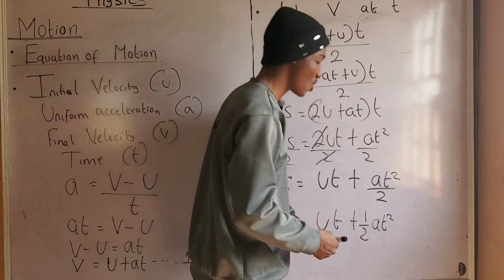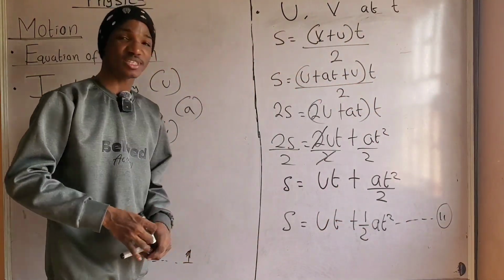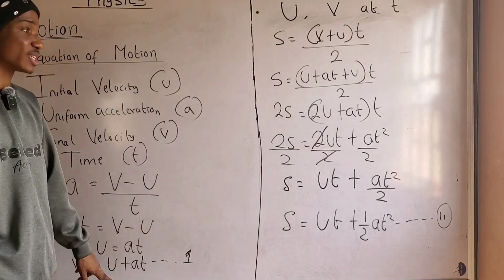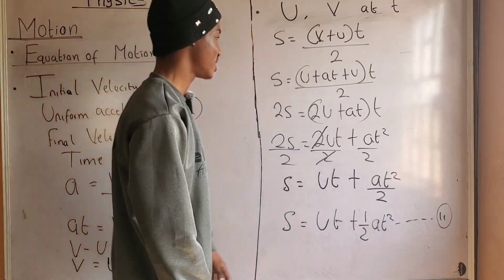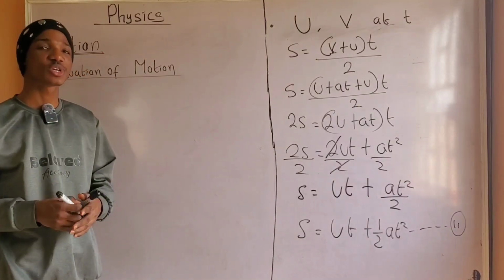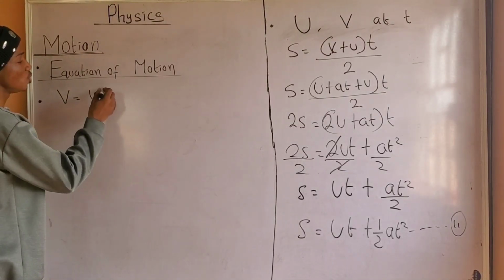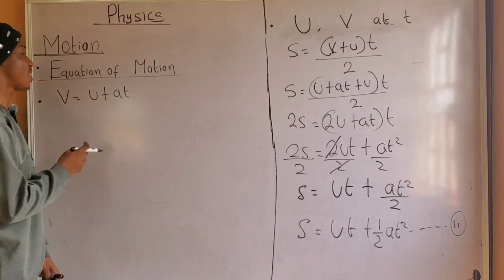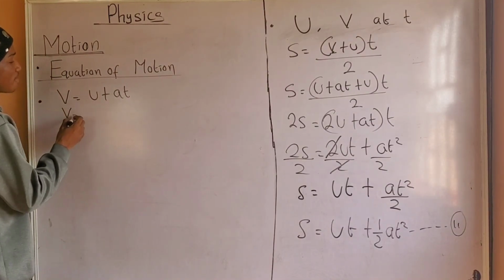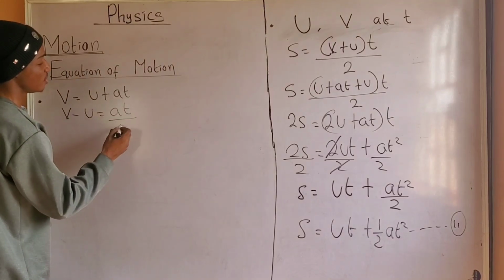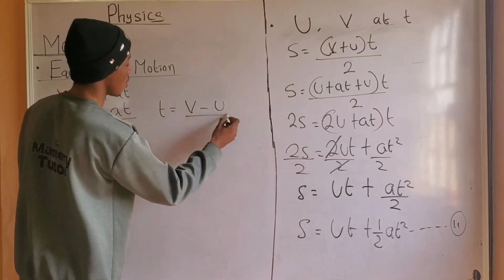This equation that you see here is called the second equation of motion. So we have the first, v equals u plus at, and the second, s equals ut plus 1 over 2 at squared. To get the third equation of motion, recall that the first equation of motion is v equals u plus at. Now, make t the subject of the formula. You are going to have v minus u equals at. Divide both by a. That means t equals v minus u all over a.